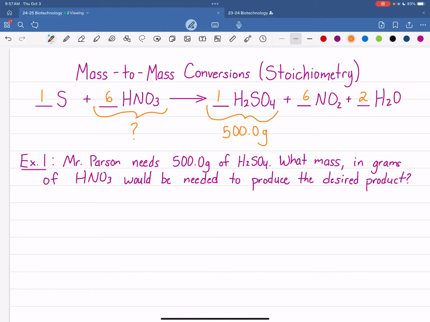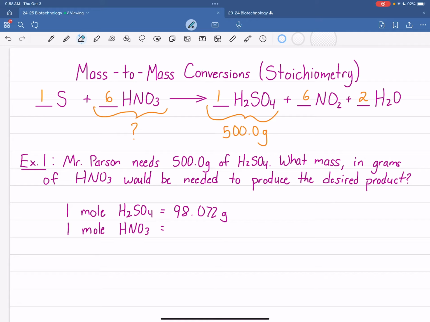So now there's a few things that we'll need to address this. One of them is going to be the molar mass of each of these. So first, if we remember, 1 mole of H2SO4, 1 mole of HNO3, we need to know how many grams each of these weigh. So I'm going to really quickly do the molar mass for each of these. For H2SO4, our molar mass is going to be 98.072 grams. And for HNO3 it looks like it has a molar mass of 63.012 grams. So we have molar masses of each of these.